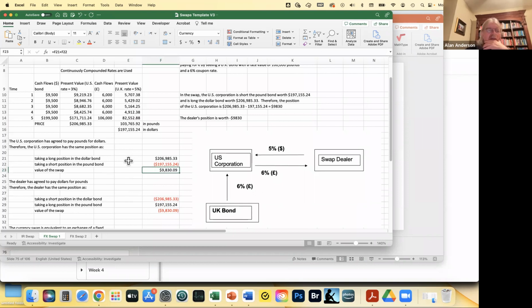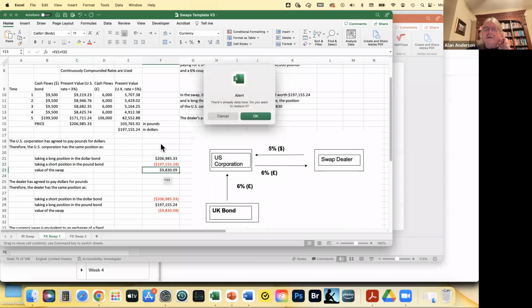So this is the side of the swap that owns the dollar bond and has sold the pound bond, which means that you're the one who's paying pounds and receiving dollars. So you can see that's the US corporation. They're paying pounds and they're receiving dollars. They're the ones who are ahead by $9,830.